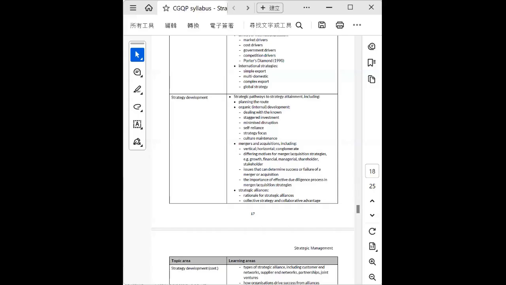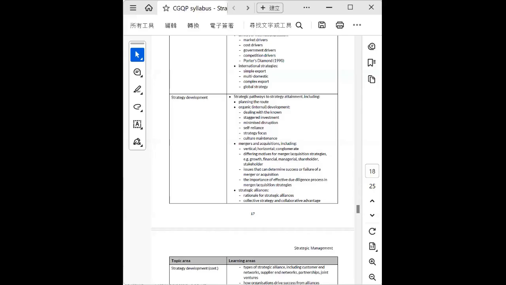Self-reliance emphasizes internal resources and capability to drive growth. Strategy focus ensures that the growth initiatives align with the company's long-term strategies. Cultural maintenance basically refers to preserving the company's values and things like that.